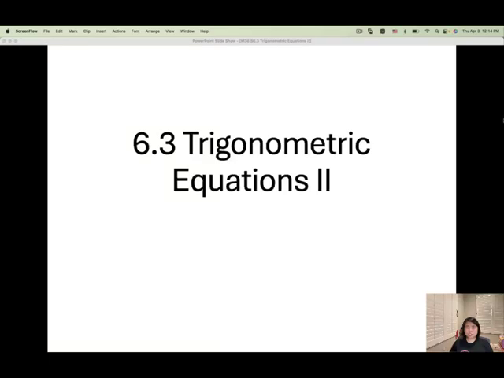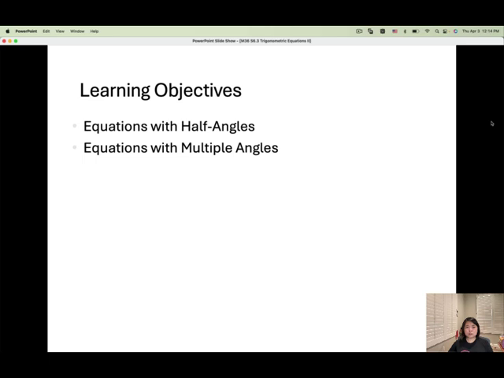Session 6.3 Trigonometric Equations. For these sessions, we're going to learn how to solve equations with half angles and with multiple angles.